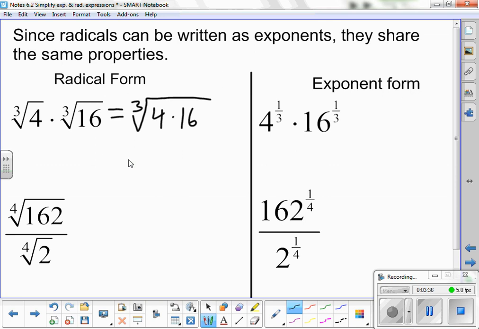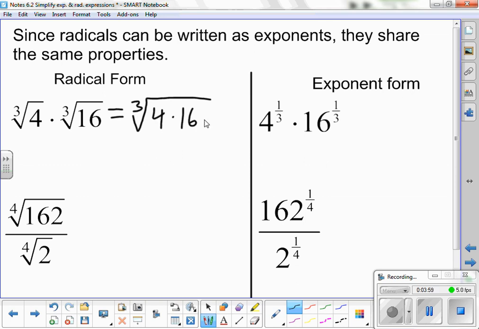4 times 16 is 64. I'm trying to figure out if I want to show this or not. Here's one thing: always try to spot when you can turn these into perfect powers that you're trying to take the root of. Like this is a cube root.